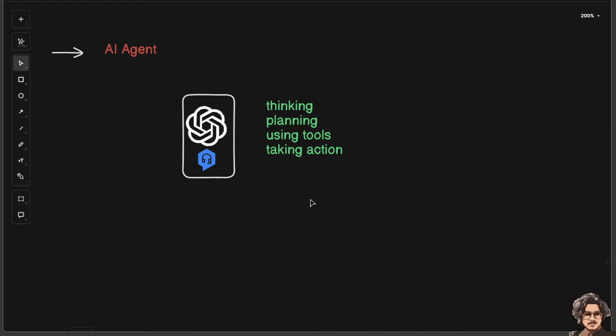For example, when we provide some information to our travel booking agent, first the user makes a request, then the AI agent searches the flight, compares the price, and then books the ticket. So this is known as an AI agent, right? An AI system that is capable of doing these four tasks.